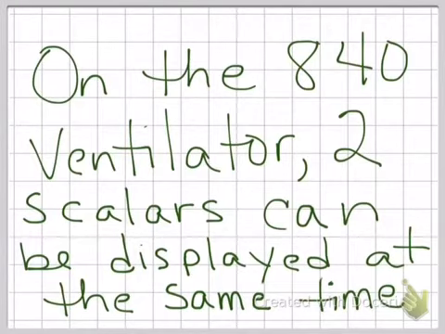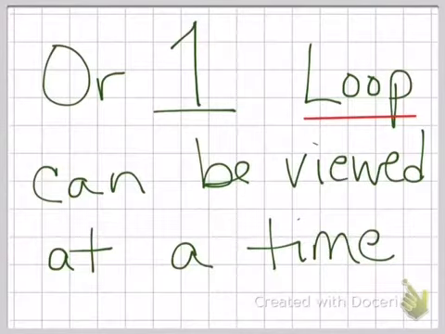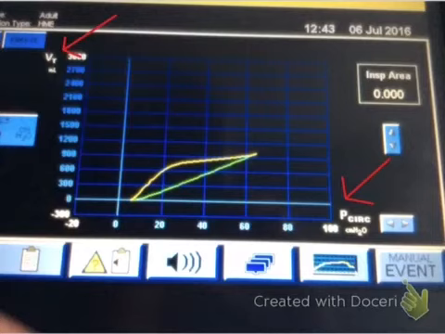Again, this repeats that two scalars can be displayed at the same time. This particular setup shows a pressure and time scalar versus a flow and time scalar, or the one loop can be viewed at a time. In this setup, you can see that the plot was chosen as a pressure volume loop, again showing the pressure on the horizontal axis and the volume on the vertical axis.